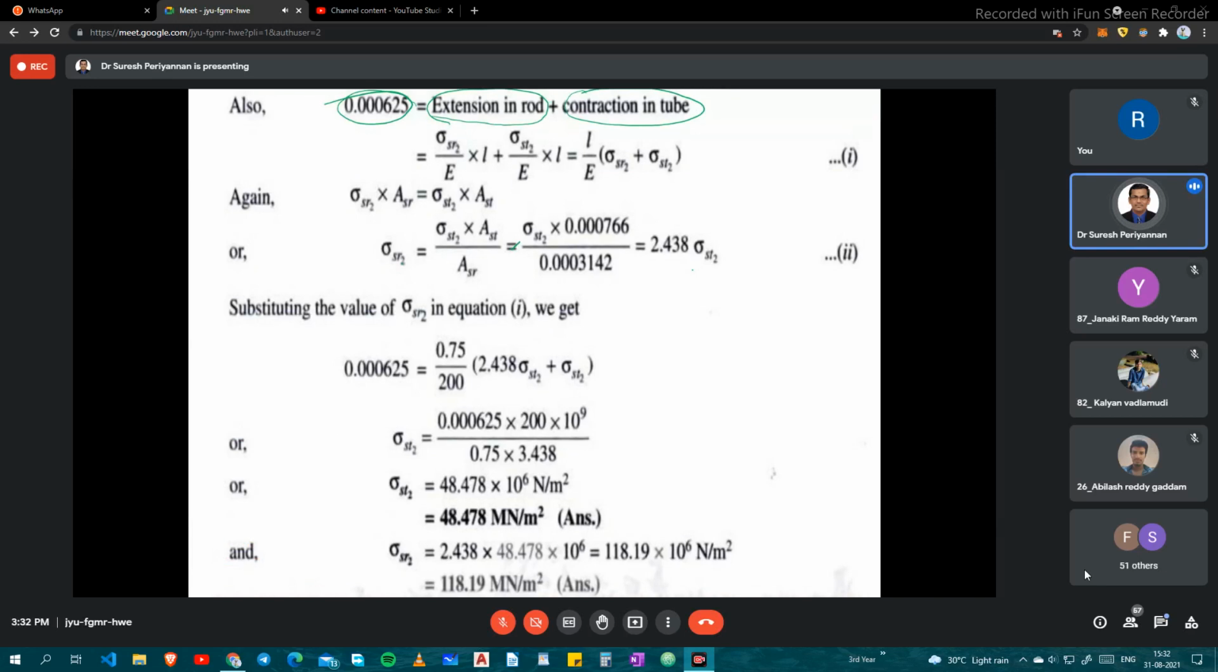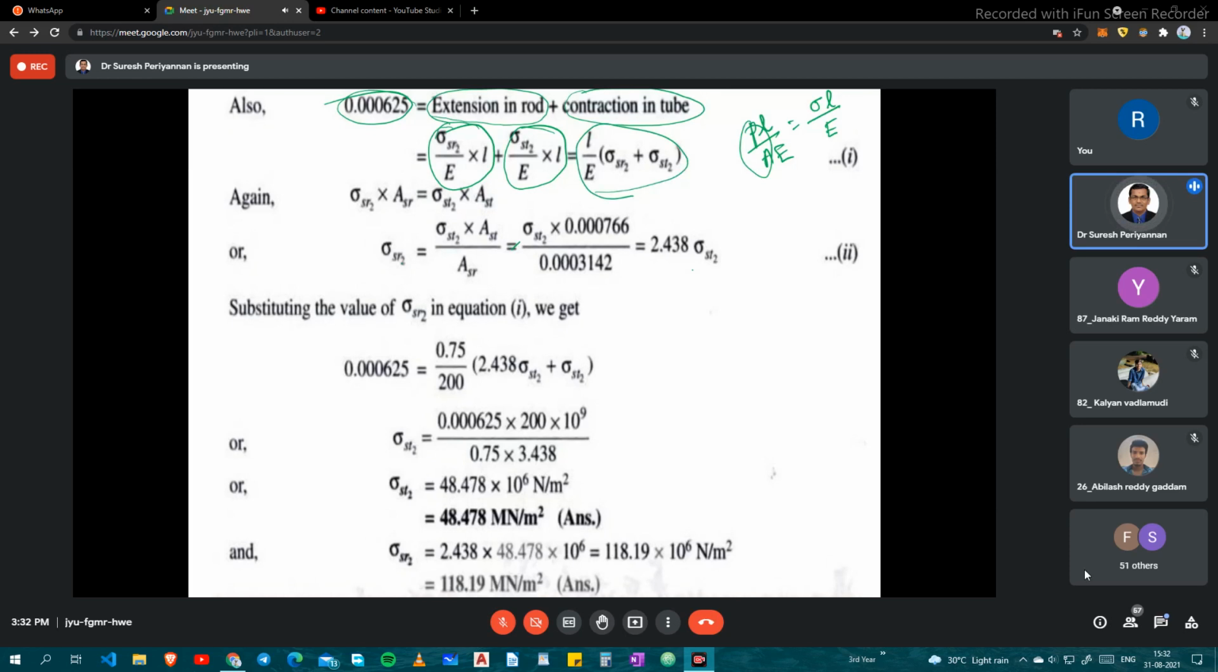Now apply this. What is the stress in this region? What is the force? What is the deflection? PL by AE. In this case, I'm taking sigma L by E: sigma L by E in the rod, and sigma L by E in the tube. E is common and length is common, for both the rod and the tube. Then substitute this and simplify the equation, and now apply the condition.